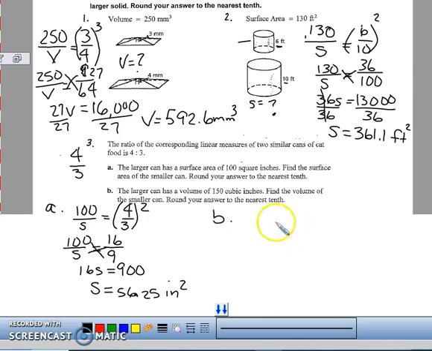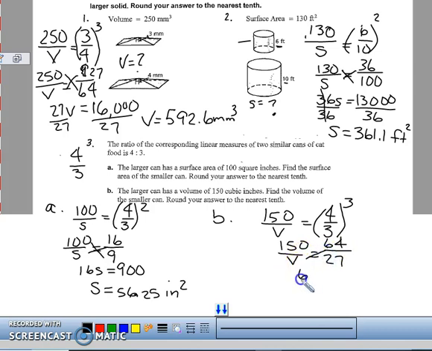The larger can has a volume of 150 cubic inches. So the volume is 150 cubic inches. Find the smaller can. Okay, again, the ratio stayed the same, but because it's volume this time, it's to the 3rd power. So now I got 150 over V. 4 to the 3rd is 64, right? And 3 to the 3rd is 27. Cross multiply, get 64V. Cross multiply, and you will get 4050. You'll divide both sides by 64, and it comes out to 63.3 inches cubed.